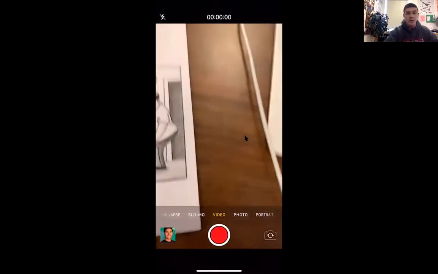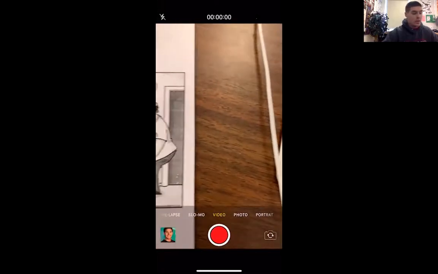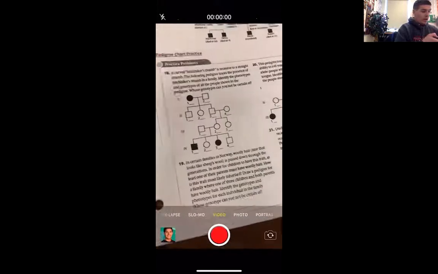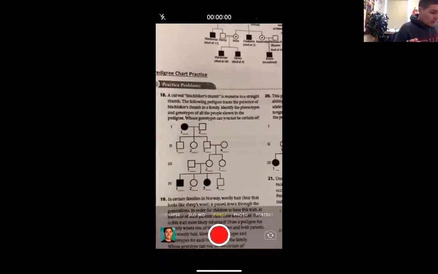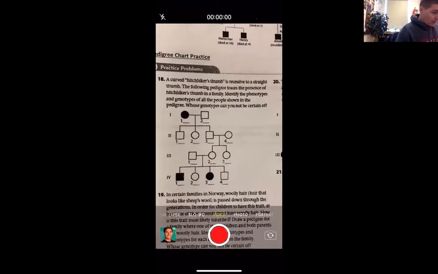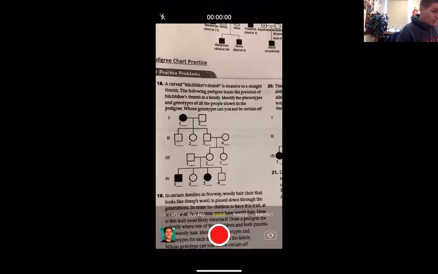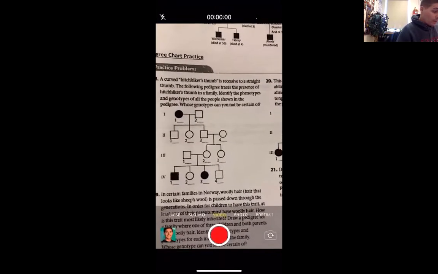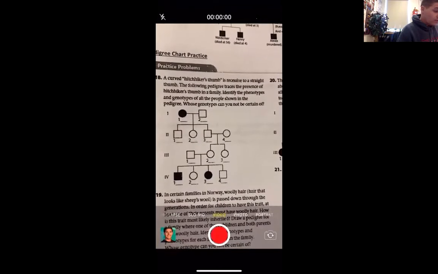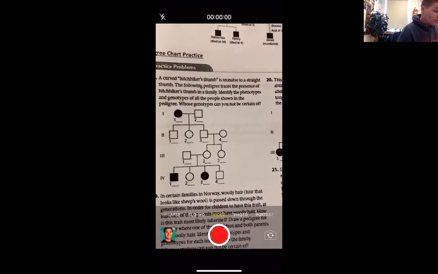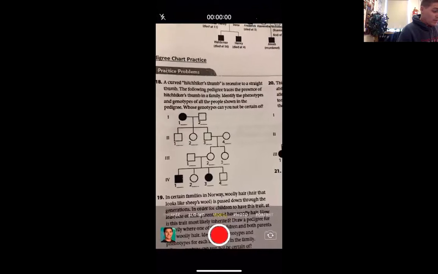Okay, so hopefully you are able to see through my phone camera here, and I'm going to go to the pedigree chart practice problems. Here is the first one. A curved hitchhiker's thumb is recessive to a straight thumb. The following pedigree traces the presence of hitchhiker's thumb in a family. Identify the phenotypes and genotypes of all the people shown in the pedigree. Whose genotypes can you not be certain of?